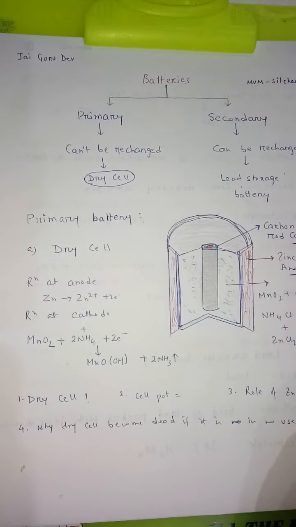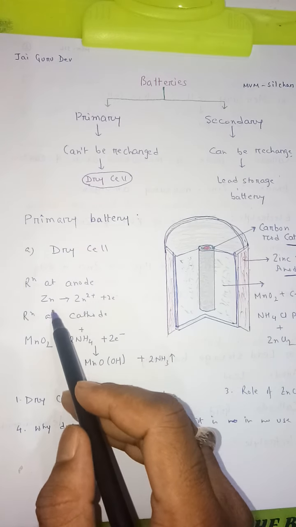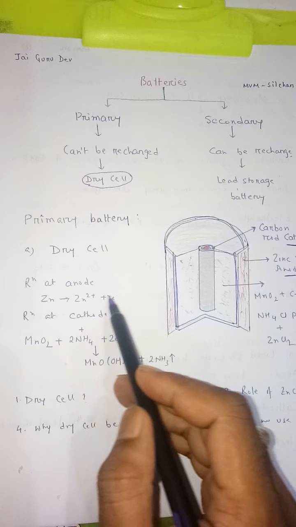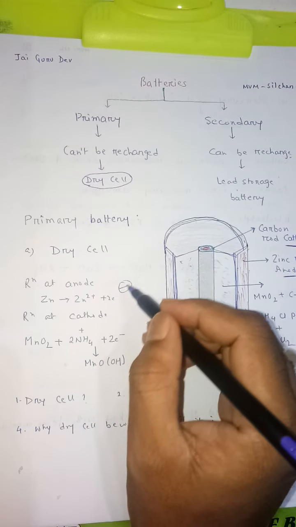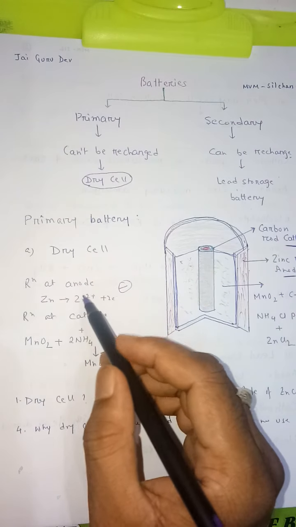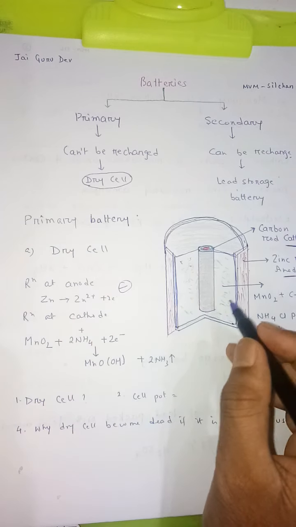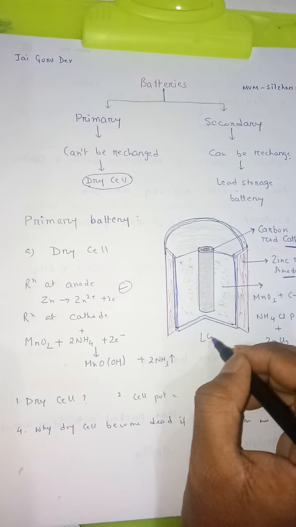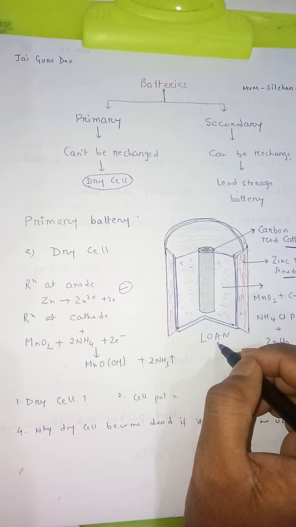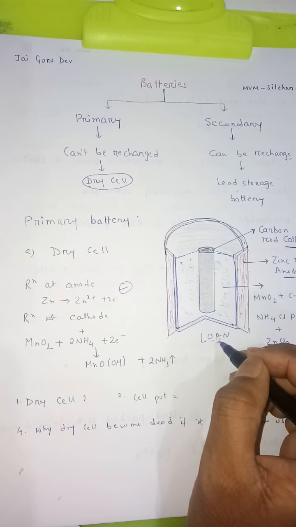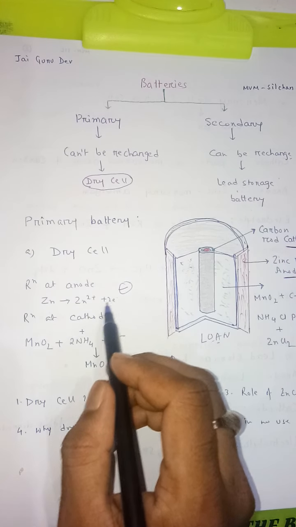Now students, in the dry cell there are reactions at the anode. Zinc is converted to Zn2+ plus 2 electrons. If I use the LOAN method, whatever may be the anode, in the anode we have oxidation. So the zinc anode undergoes oxidation to Zn2+ and 2 electrons.